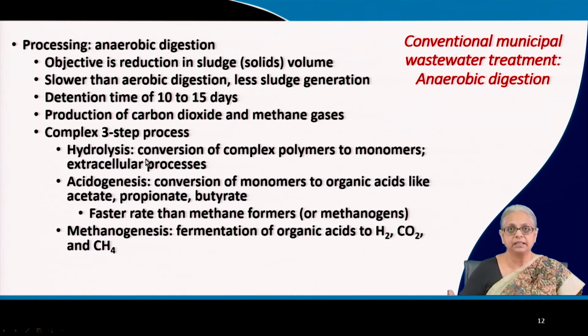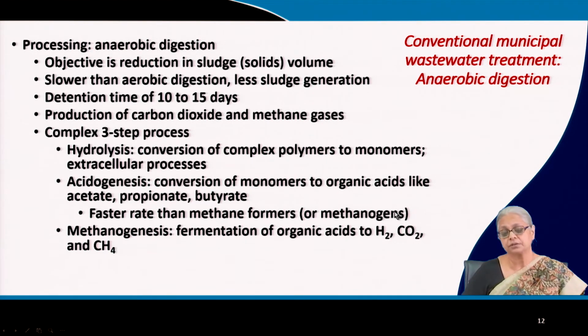Now under strictly anaerobic conditions, it's being converted to monomeric units in the first case, and to organic acids, what are called volatile fatty acids, in the second case. So you have acetic acid, propionic acid, butyric acid, and so on. And this is a very fast step compared to the next one, which is methanogenesis.